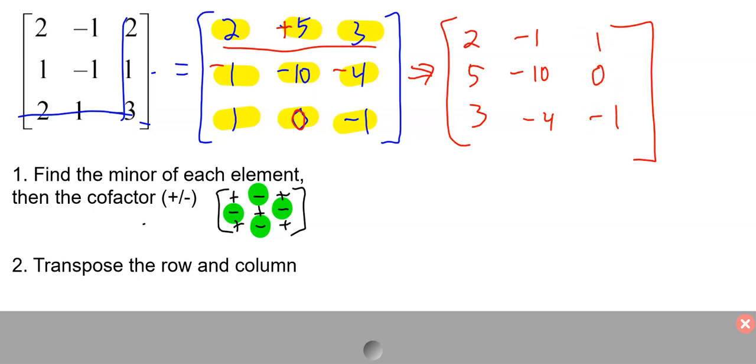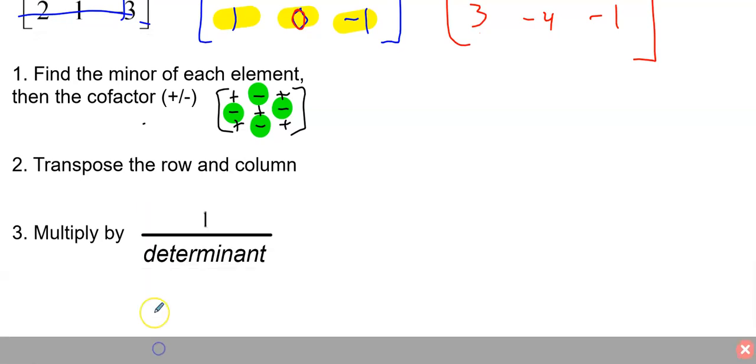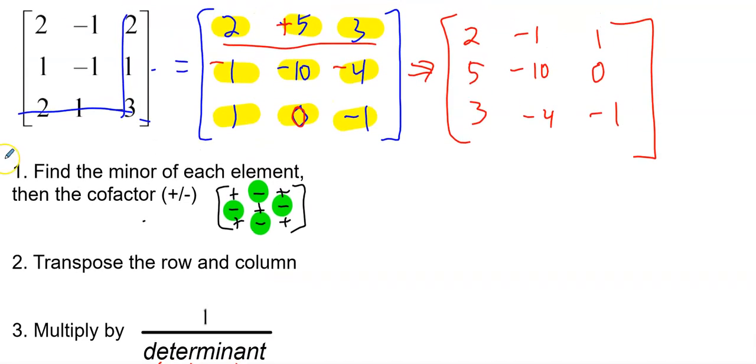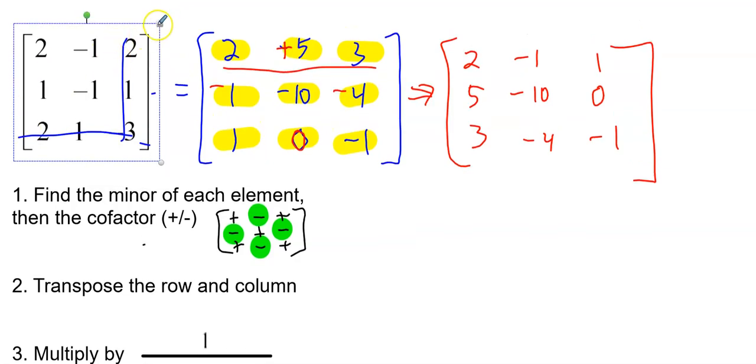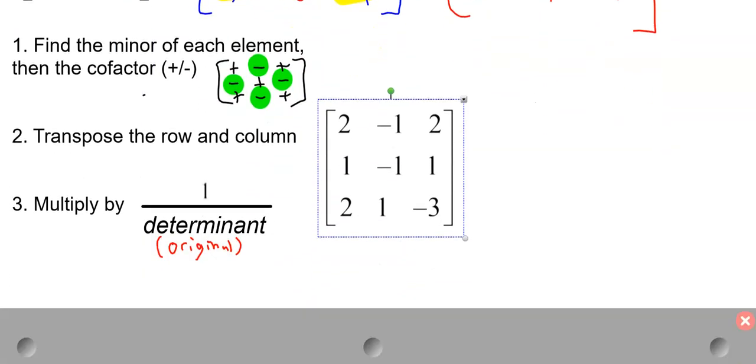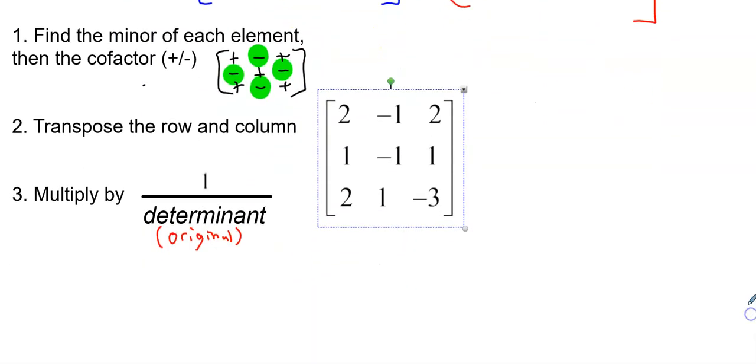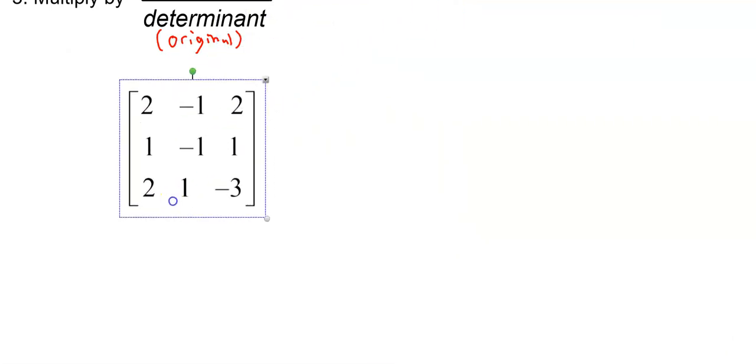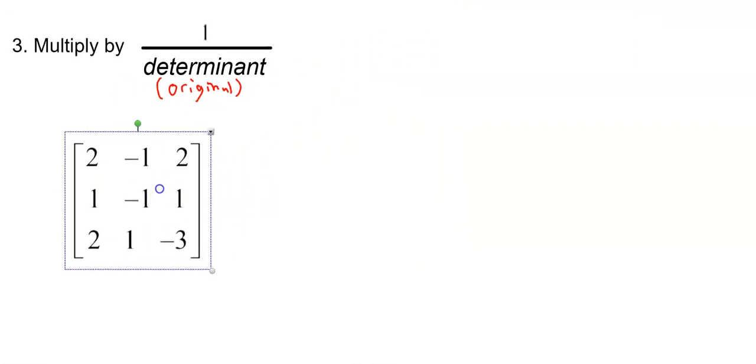Okay. I think this might be the last step. Multiply that by the determinant of the original matrix here. So if you take this original matrix and find its determinant by hand, again, you have to do this all by hand. So let's find the determinant of this original here.